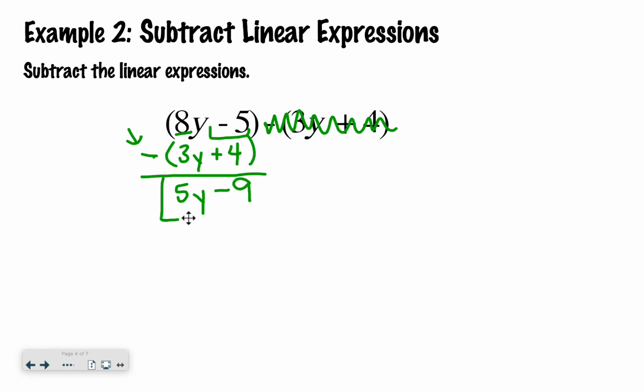The two little pieces that I see students mess up on are, first, they forget to take the sign with the number in the top expression, and then they forget to go back to that minus for that second number. So 8y minus 3y is 5y. Negative 5 minus 4 is negative 9. So my answer is 5y minus 9.